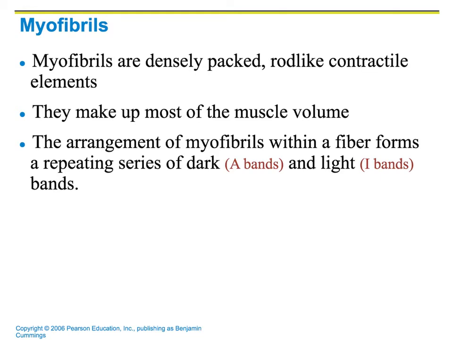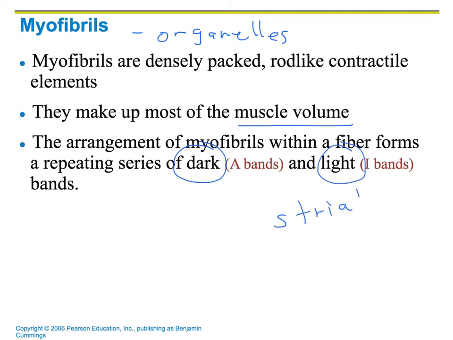Fibrils, again, I would consider these organelles within the fiber or within the cell. And a muscle, especially if you're ripped, would have a ton of fibrils. Those two filaments, thick and thin, alternate, or I guess are staggered, within the muscle. So you get this alternating series of dark and light bands, which make up the striations you see in skeletal muscle.